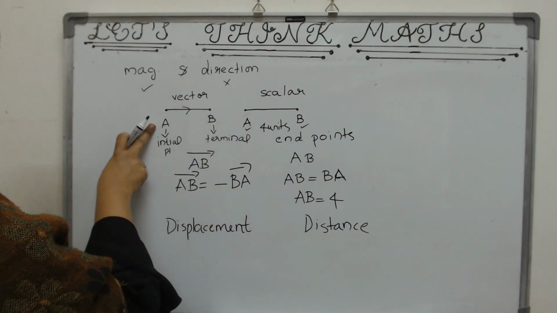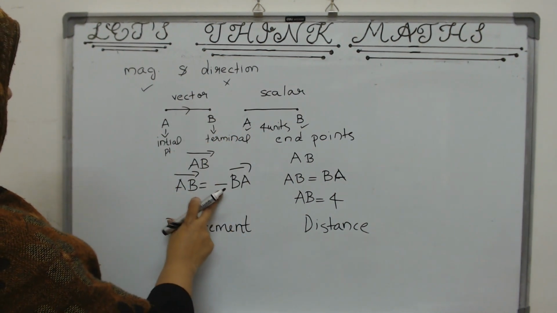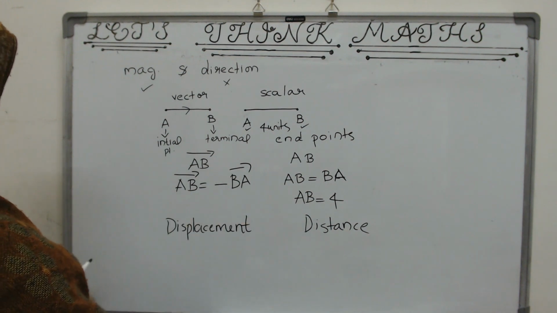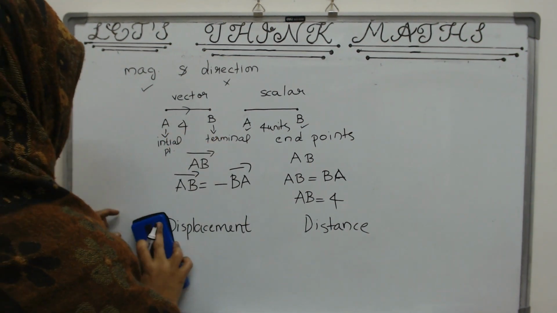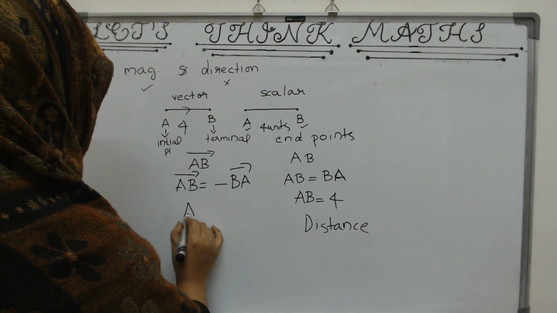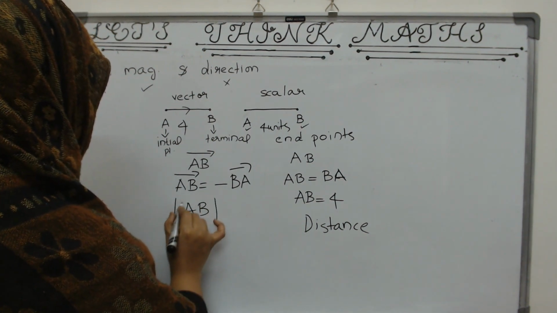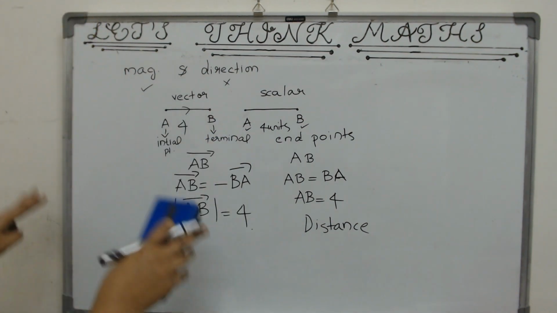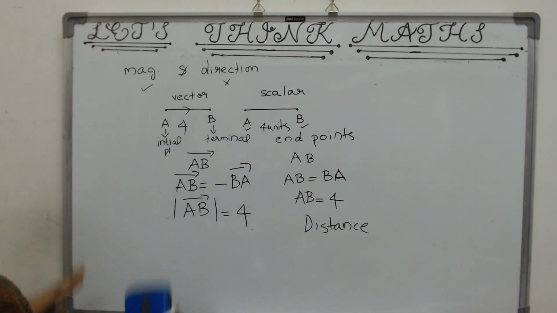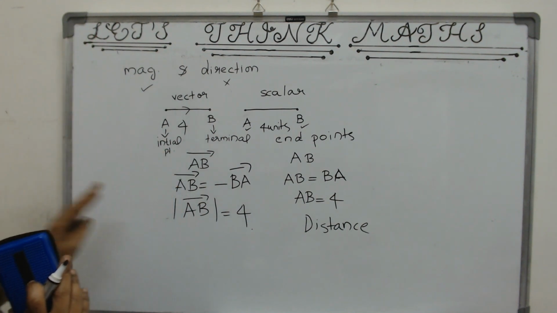AB has A as its initial point, but this is equal to minus of BA. And its length, here also 4 units. The symbol we use is this, is equal to 4. So now you see, this is how we apply the definition. This is how having a direction matters.